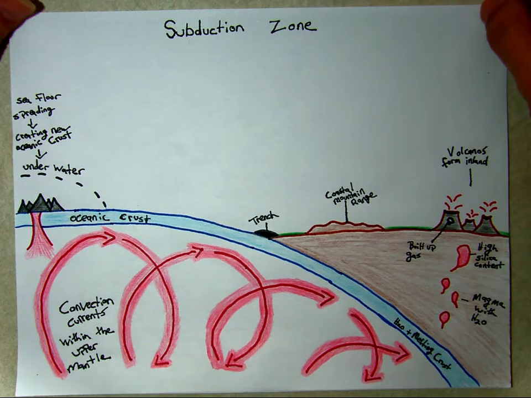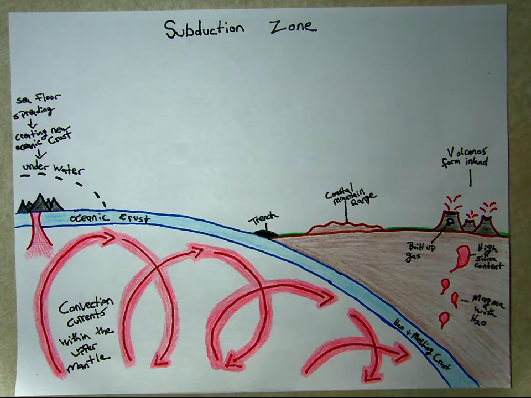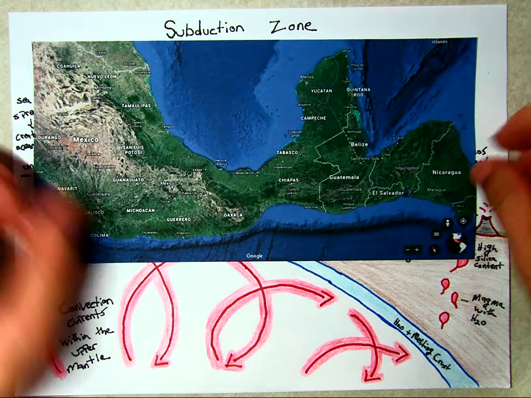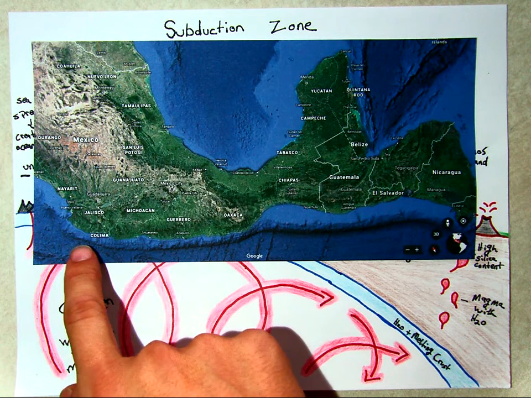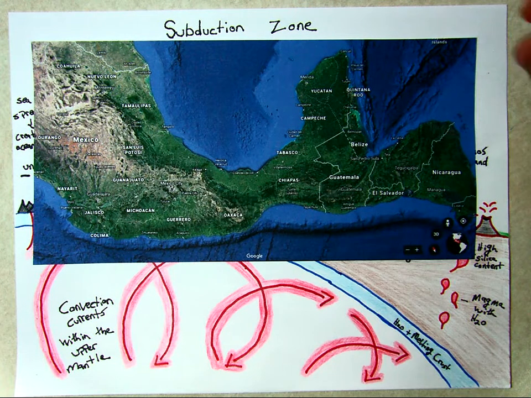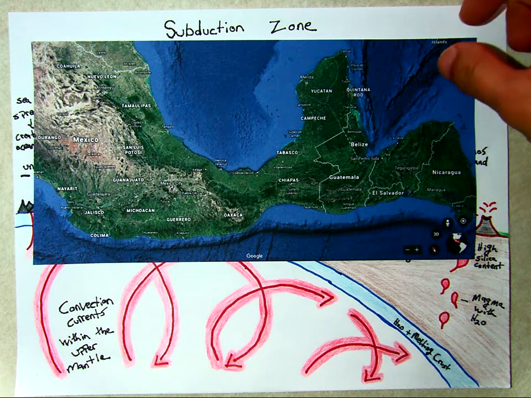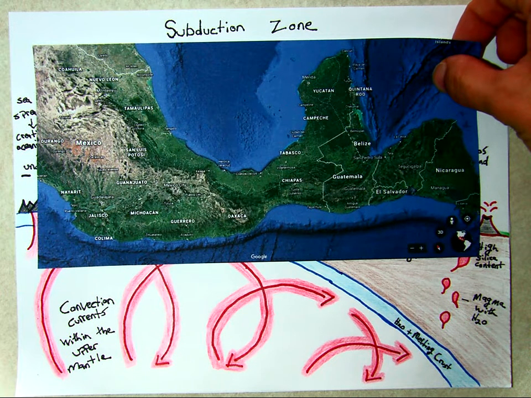As you can see here, there is a labeled diagram of a subduction zone. A subduction zone is when two tectonic plates come together and one goes under the other. So if you look back at our satellite image of Central America, you can see right here this ocean trench that is actually a subduction zone, where you have two different tectonic plates and one is going under the other. The reason it goes under the other is due to the density of the plates.